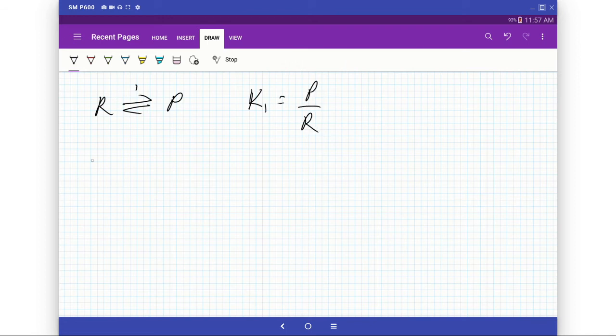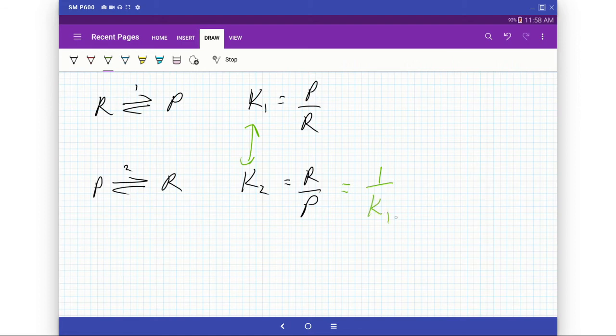If I reverse the chemical reaction and I end up with P in equilibrium with R, that's reversing it, we're going to call that reaction 2. And now we have K2 is R over P. How does this relate to K1? How do I relate K2 with K1? It is the inverse. It is 1 over K1. Excellent. And that's all I want for the remainder of these.